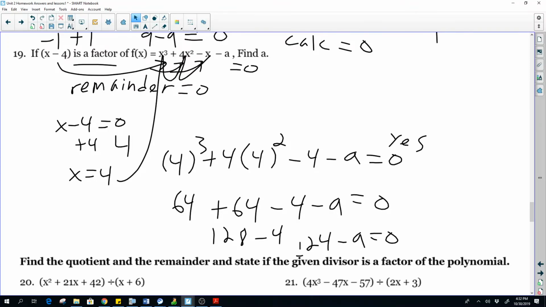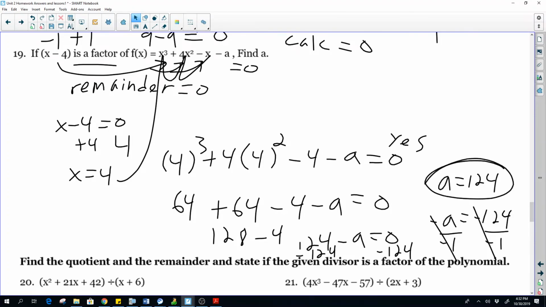So we're going to go ahead and subtract the 124 over to the other side. And now we're solving for a. So that means that we want to just divide by a negative 1. And that'll get rid of our negatives. So a is just equal to 124. And if you do synthetic division, that'll work. A should be 124. Beautiful.